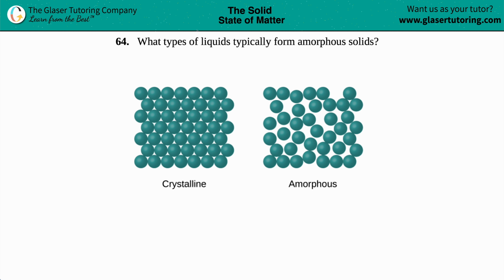64. What types of liquids typically form amorphous solids? Okay, so when we're talking about amorphous solids, we're talking about the process in which a liquid will freeze into a solid. So we're talking about a freezing phase change here, where we have a liquid of some type of substance going into a solid. So, freezing.